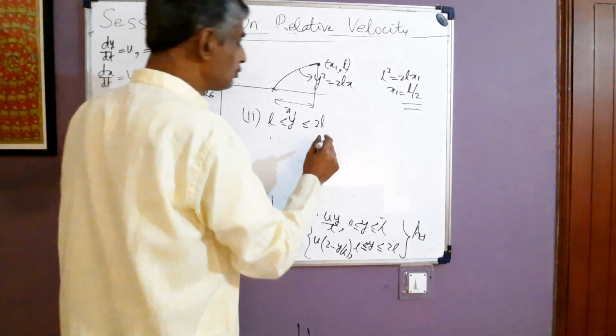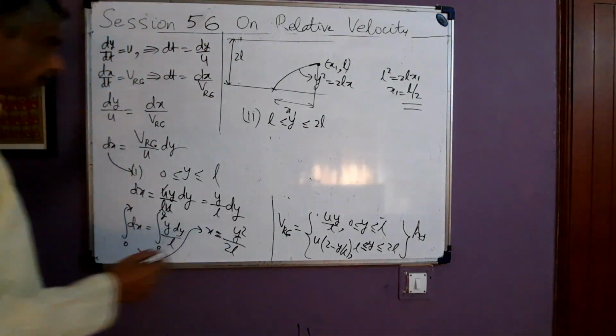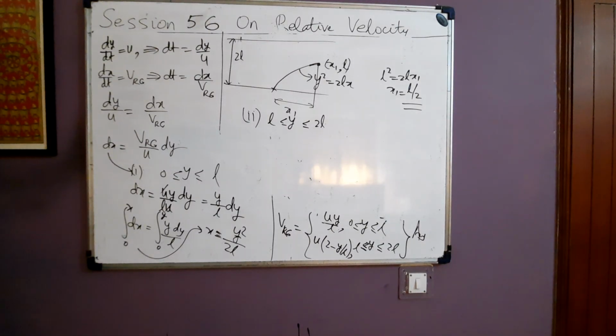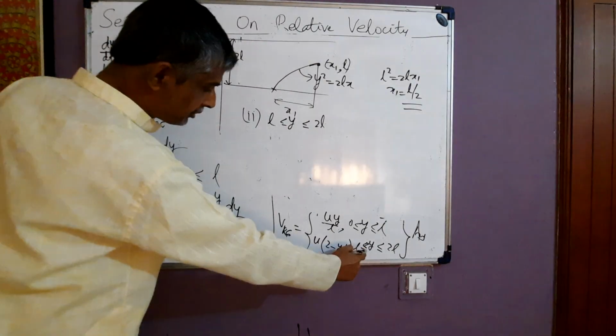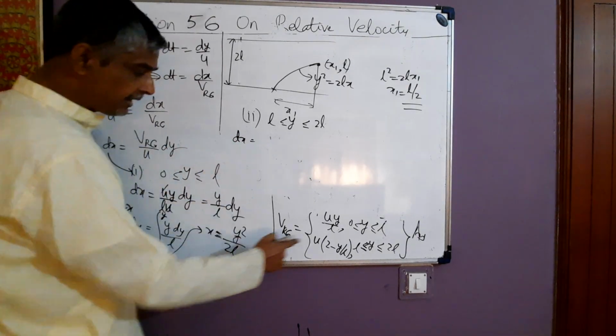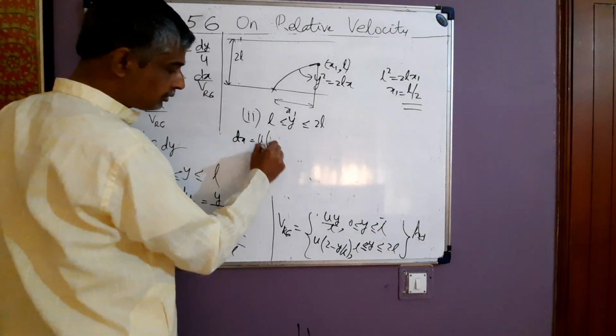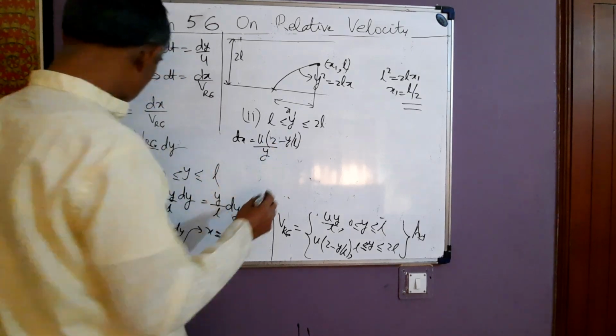Y lying between L to 2L. For this second half, we use this expression. So we write dx is equal to VRG by u, so u into 2 minus y by L upon y into dy.